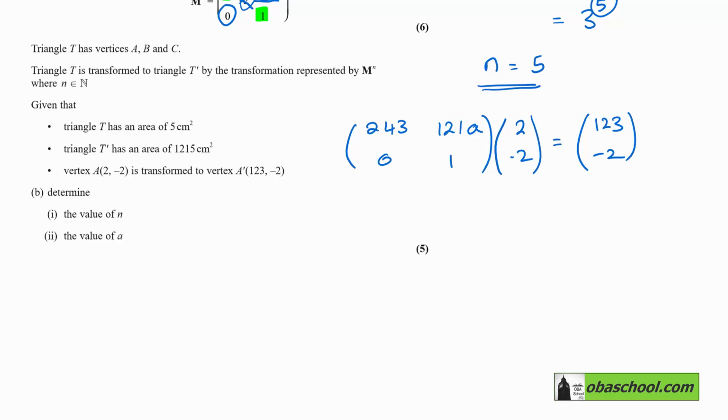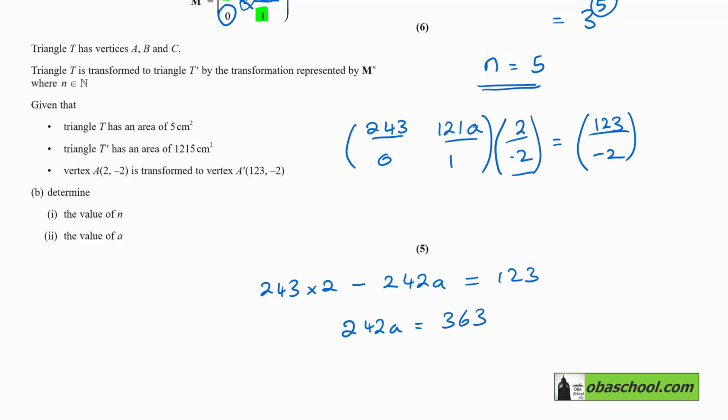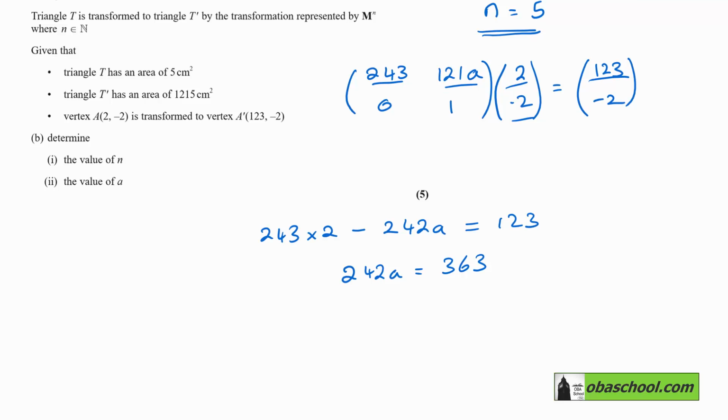So we're going to get 243 times 2, take away 2 times 121A, which is 242A, and that's got to be equal to 123. Rearranging gives us 242A is equal to 363. Divide both sides by 242, and we find that A is 1.5.